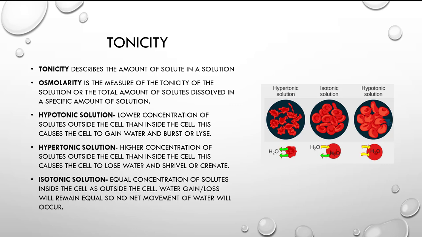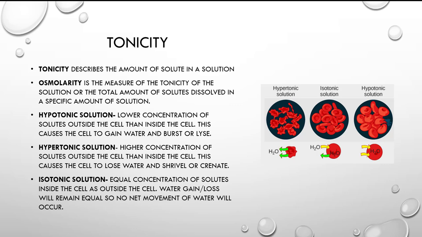So if we are looking at the measure of tonicity of the solution, we're basically looking at that compared to the amount of water. So that adds up to the osmolarity. Okay, so the total amount of solutes dissolved in a specific amount of solution. So that's the osmolarity. So when we're looking at basically the concentration of water to solute, we end up with three types of solutions. We can either have a hypotonic solution, a hypertonic solution, or an isotonic solution.